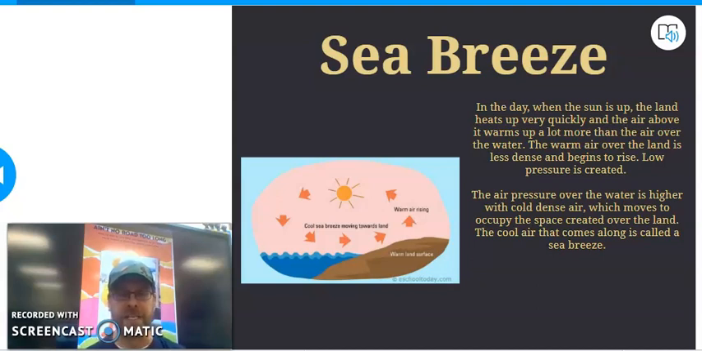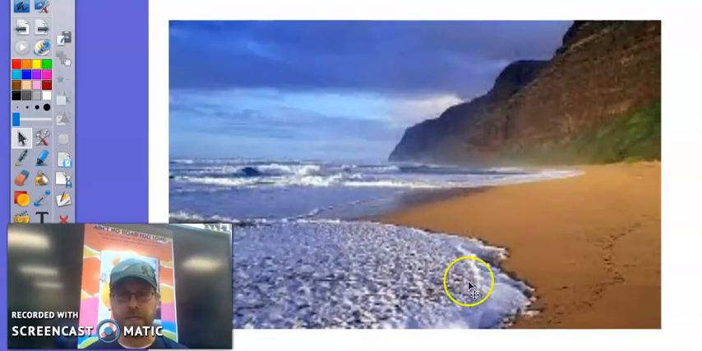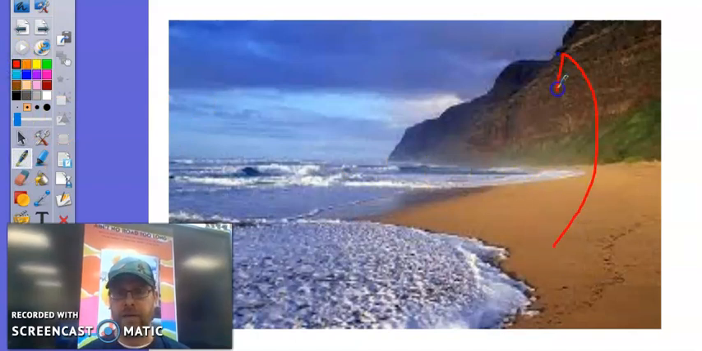But let's talk about sea breezes. Sea breezes are pretty easy. During the day, the sun heats up the land really, really hot. So let's take a look at that. Here we are at the beach during the day, and the land gets very, very hot. Now, when things get hot, they start to give off heat. And when they give off heat, we have hot air that rises.